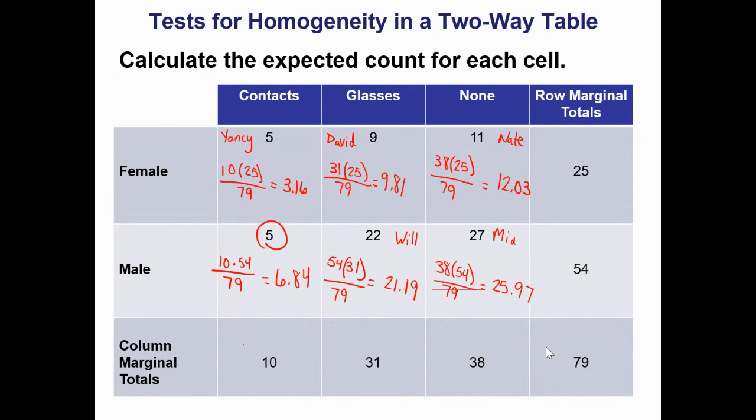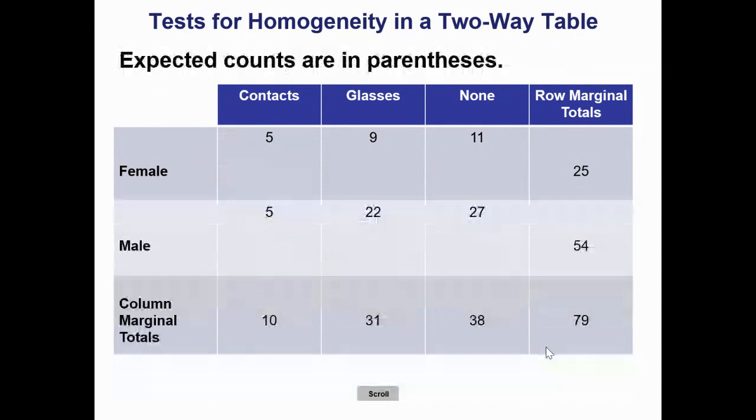Questions on that? No? Okay, and that's the same for whether we're looking at homogeneity or independence. That's how you get two-way expected counts. So now let's focus specifically on homogeneity.